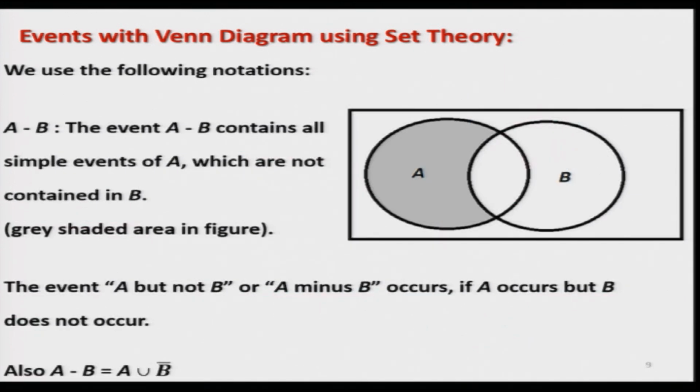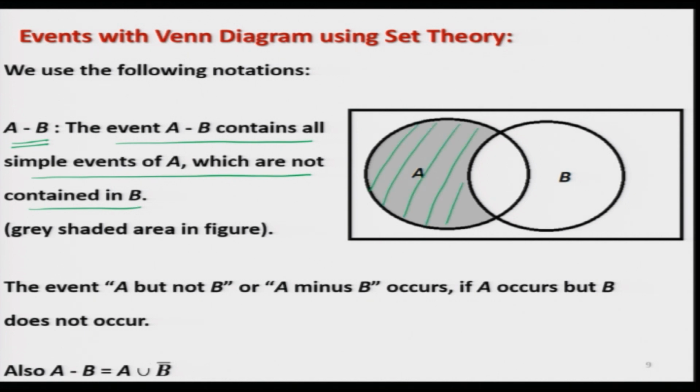Now similarly we have defined some other events. Just like we used the events A and B to define their joint occurrence together or separately, similarly we can define some other types of events. For example, we know from the set theory, when we write A minus B, that means all the events of A which are not in B. So similarly I can translate this definition into the event, and I can define A minus B as an event that contains all simple events of A which are not contained in B. You can see here, this gray area contains all the events of A which are not contained in B. So this shaded area indicates the event A minus B.